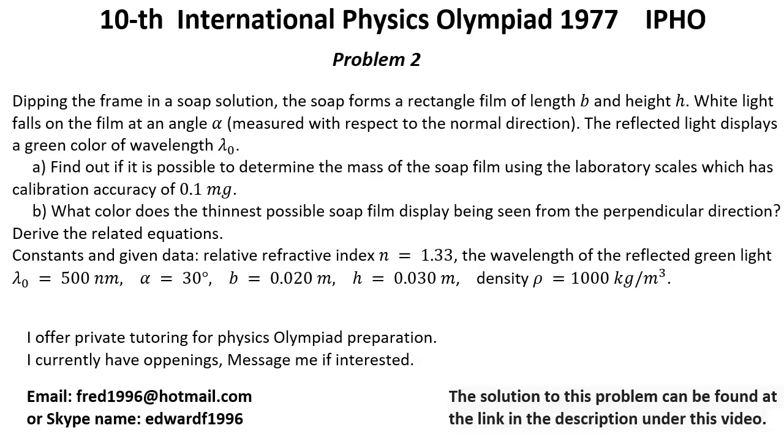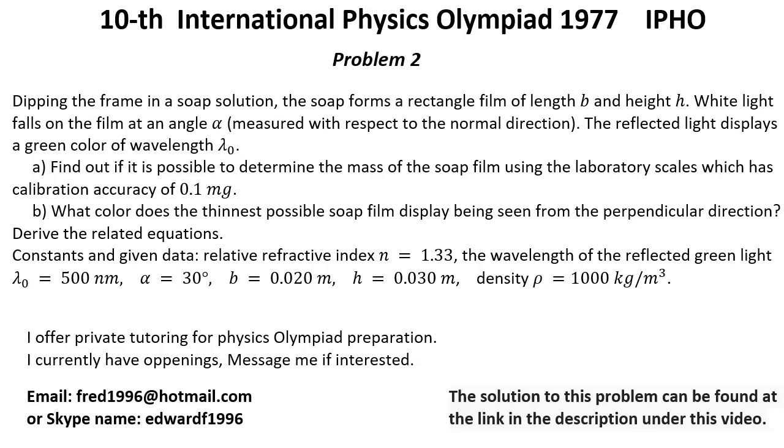Question A. Find out if it is possible to determine the mass of the soap film using the laboratory scales, which has a calibration accuracy of 0.1 milligram. Question B. What color does the thinnest possible soap film display being seen from the perpendicular direction? Derive the related equations.